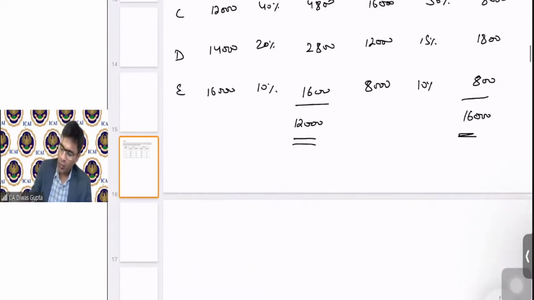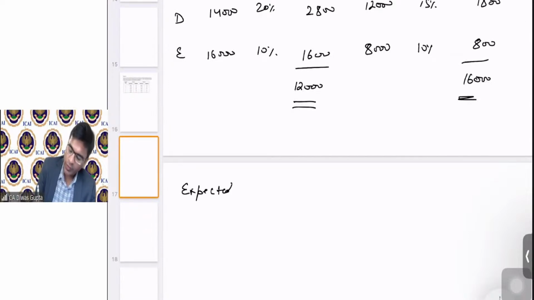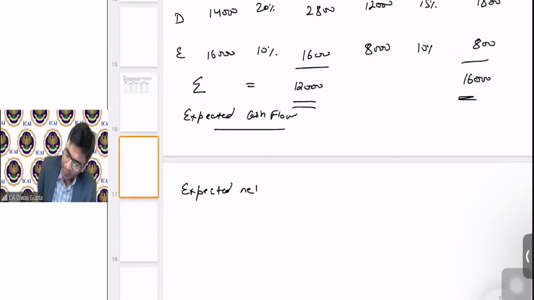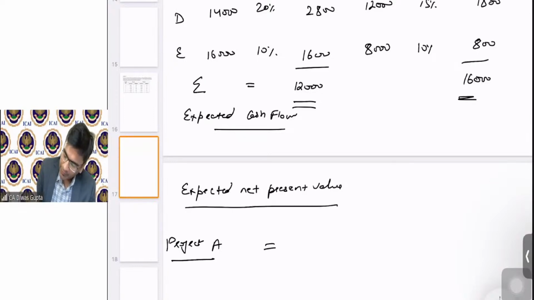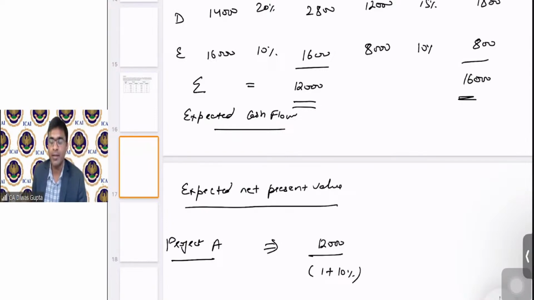So students, note, this is what summation here, right? We did a summation, and the summation is also done on the expected cash flows, right? These are the expected cash flows. Now we have to calculate the expected net present value. For project A, how we will calculate? 12,000 divided by 1 plus 10%. 10% is the cost of capital, minus initial outlay, which was how much? 10,000. So 12,000 divided by 1.1 minus 10,000 comes as 909.